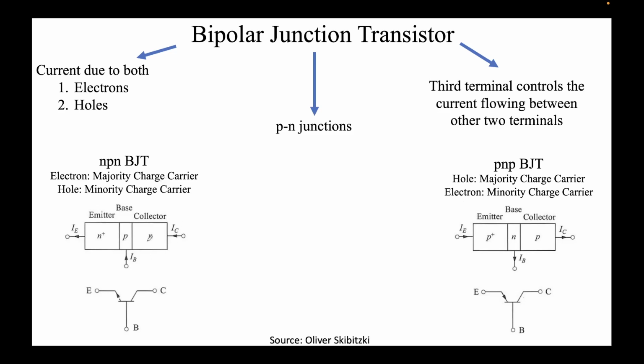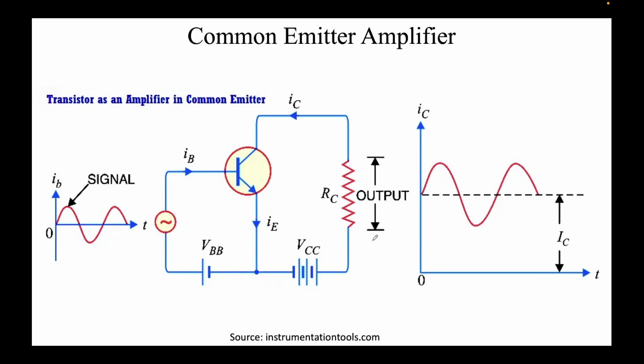And this is the arrangement for the NPN. You can see emitter is N plus, it's heavily doped. Collector is N type. Base is very narrow, it's P type. And this is the symbol. The arrow will be directed from base to emitter. This denotes an NPN, and vice versa is the case for a PNP BJT.